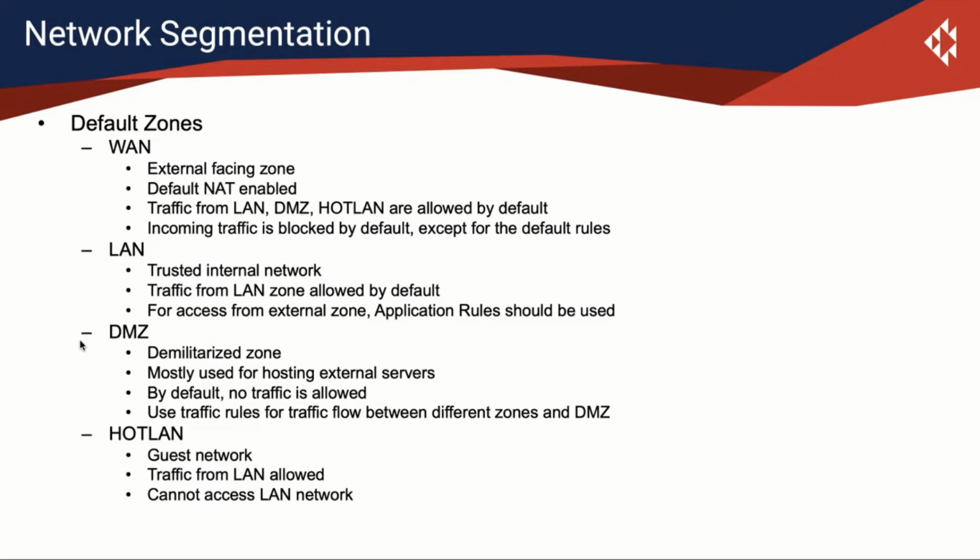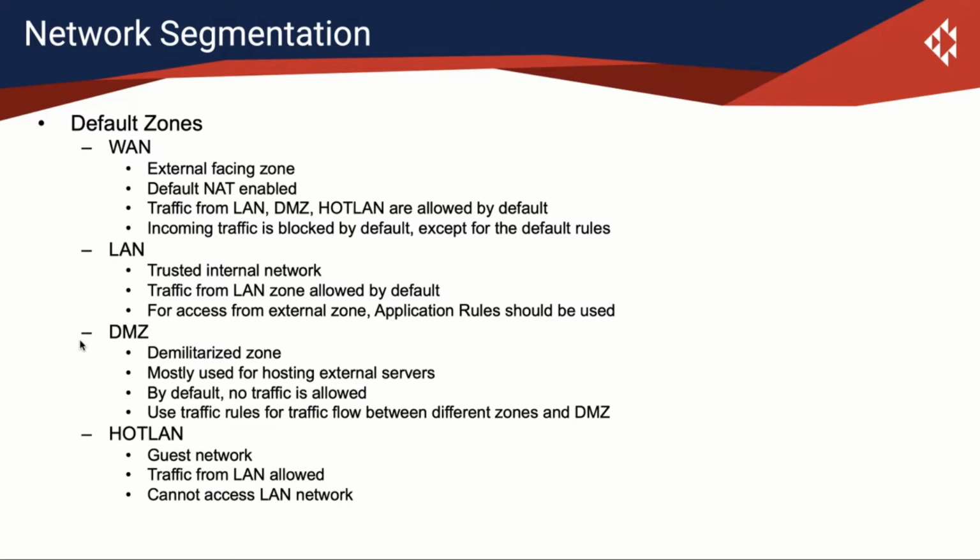And then incoming traffic is blocked by default. We don't want an open door policy to CE, so we have blocked the incoming traffic. There are just a few rules which are necessary for operations, and we'll talk about them later. Then the second zone that we have is the LAN zone. LAN is a trusted internal network.